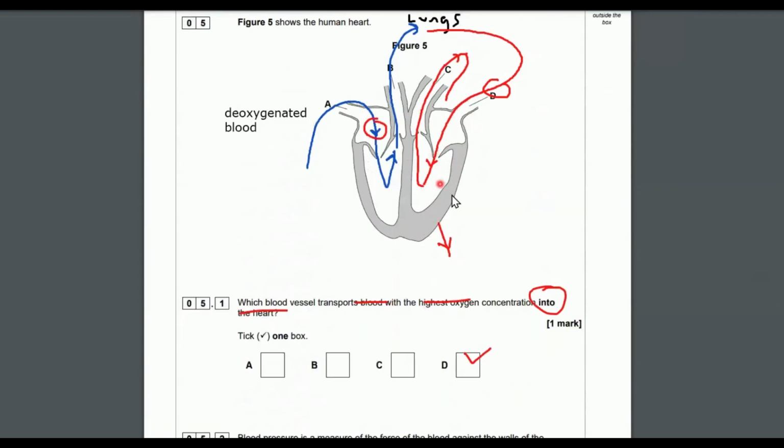Okay, think about it. Which side has got more muscle? Which side is going to be pumping the hardest? It's not A, it's not this chamber or this chamber, the atria. They're only pumping down to the ventricles. This ventricle only goes like 15 centimeters to the lungs. This one is going meters around the body.